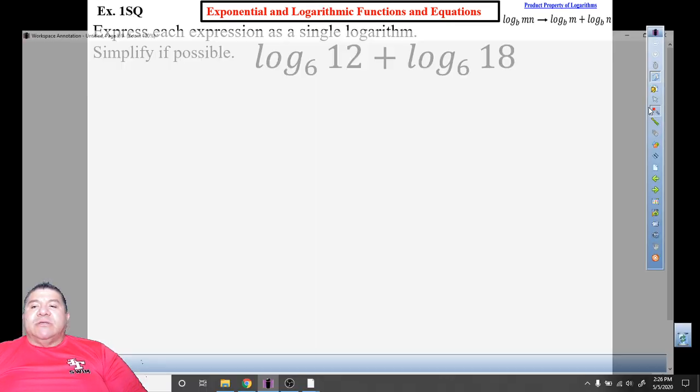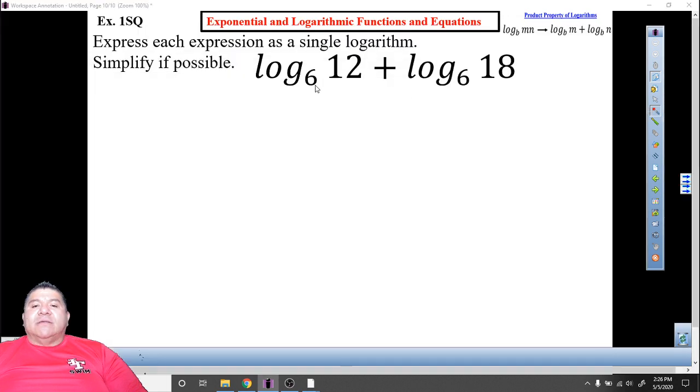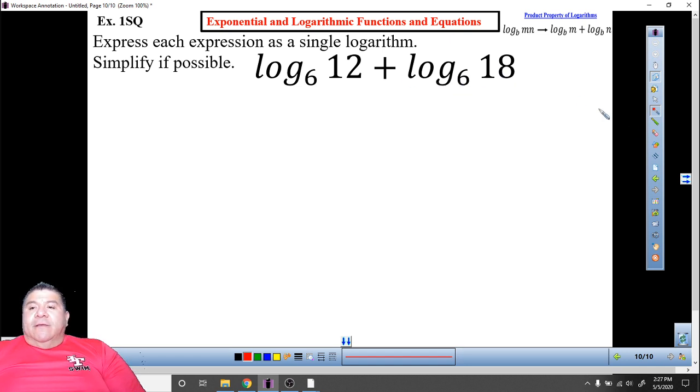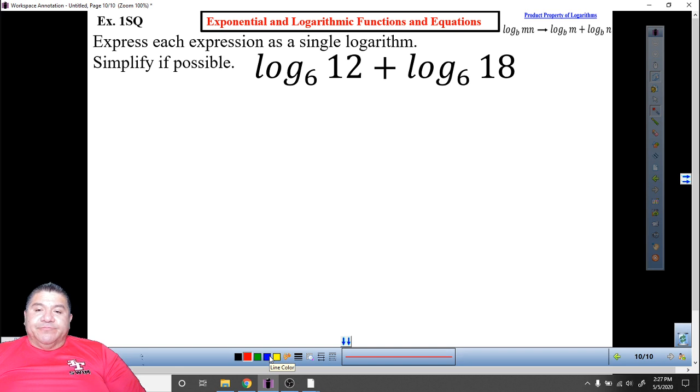Example 1, super cute. Same instructions, and now they give us log base 6 of 12 plus log base 6 of 18. All right. So pause the video, see if you can do that one by yourself, and then I'll work it out with you. All right, now that you're back, here we go. Do they have the same base? Yes, so we write log base 6, and it's 12 times 18.